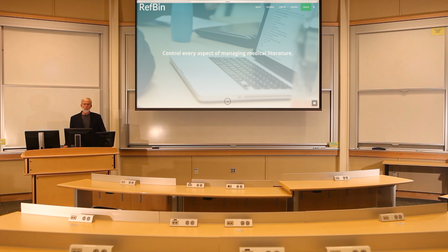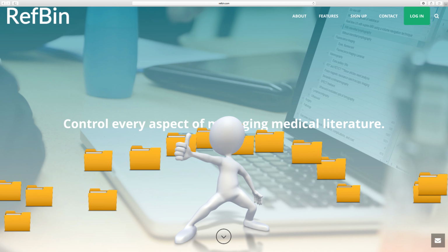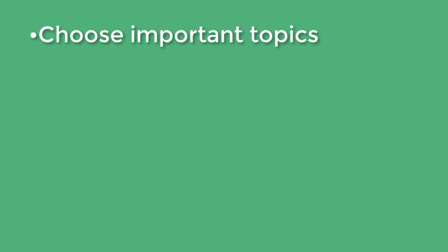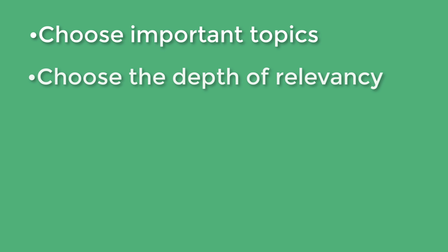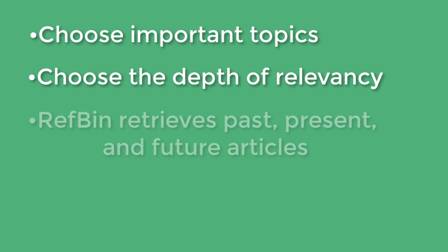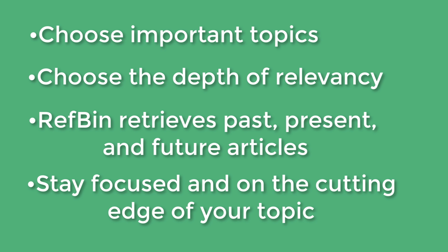In this tutorial, we have discussed how to use automated searches to control what you read. We are constantly bombarded by an overwhelming amount of information. Using RefBin, we now control the flow of information. Choose topics important to us. Choose the depth of information we need to know about these topics. RefBin will help dial in the set of past, current, and future articles. This will make our reading much more focused and keep us on the cutting edge.